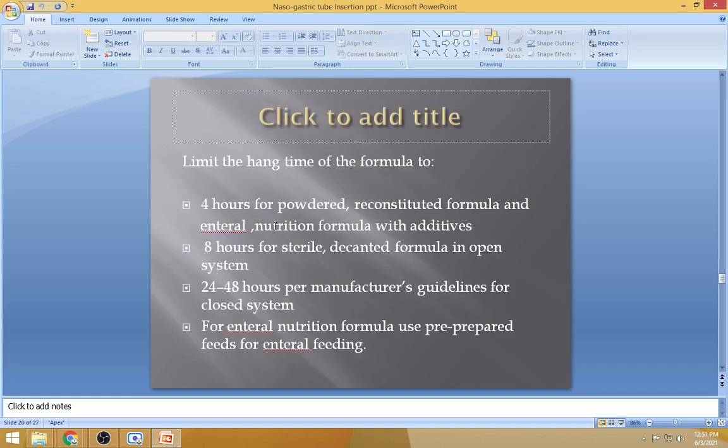Okay, limit the hang time. How long can we hang the formula? 4 hours for powdered reconstituted formula and enteral nutrition formula with additives. Anything with medication that we mix in, or with food we mix some vitamins, those have to be hung for 4 hours. 8 hourly for sterile formulas. 24 to 48 hours for the closed system, like all those IV lines and IV fluids we give. These are the hours that we need to maintain. Otherwise, it will lead to infection and it will cause problems for the patient.